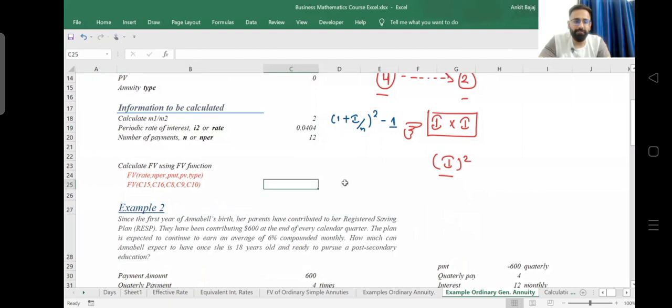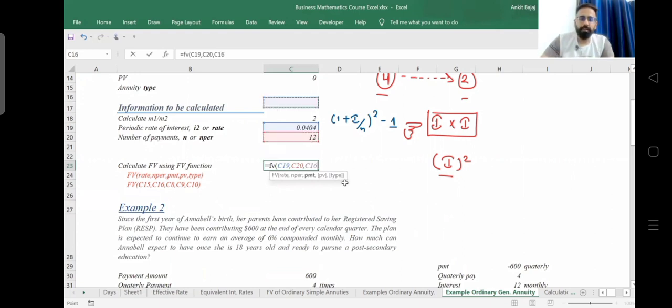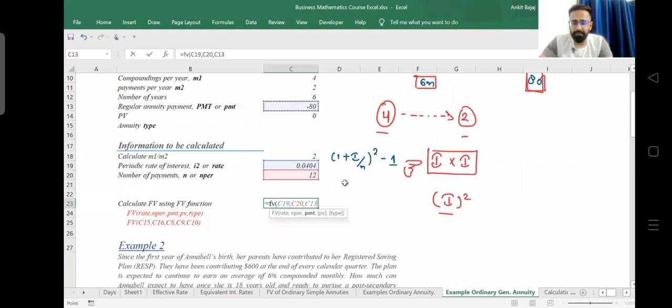Now we have to calculate future value. So the future value formula we will be putting here. Future value, bracket open, the interest rate we have already calculated, NPER is 12, payment is -80 we have to select, then present value is 0, and we are assuming end of the year. So this is going to be the future value of your investment, right? This is how we have to calculate.